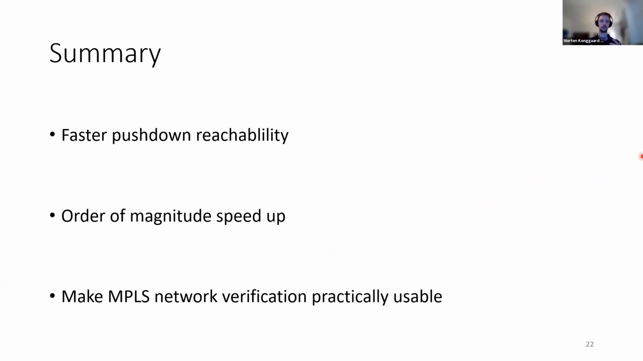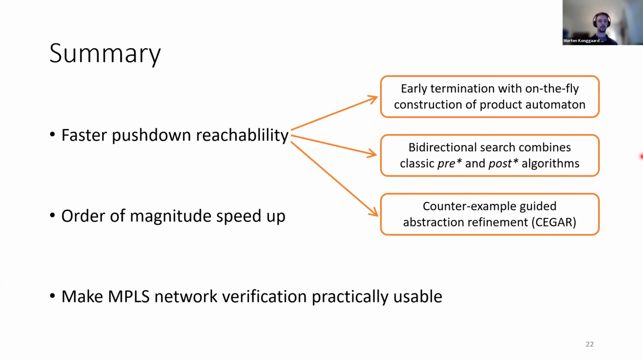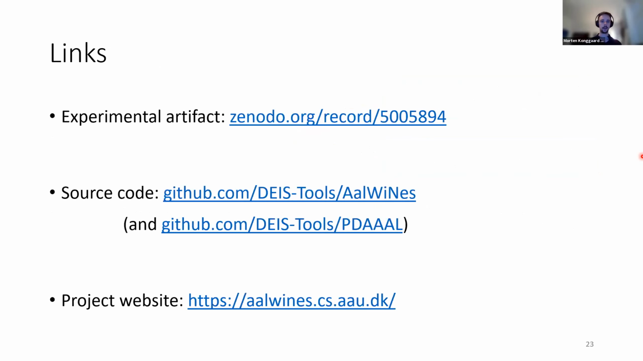In summary, we have presented 3 techniques for doing faster push-down system reachability analysis: the early termination based on some on-the-fly computations, bidirectional search combining 2 classic algorithms, and counterexample guided abstraction refinement. We get an order of magnitude speed up, and we believe this will help make network verification of MPLS networks usable in practice. And finally, we have published all our experimental artifacts, and we have put our source code on GitHub. Thank you very much.